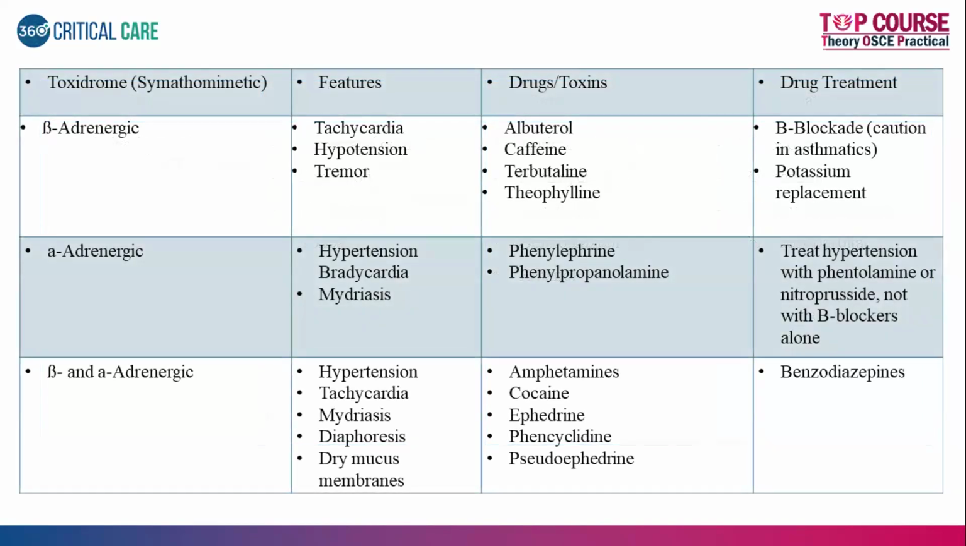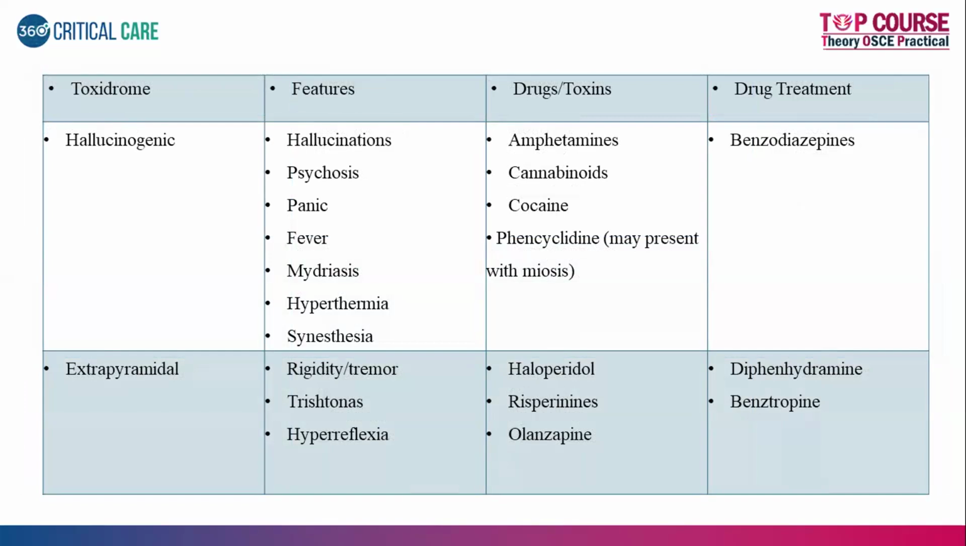Similarly, you have your sympathomimetics, where you have your beta adrenergics, alpha adrenergics, and a combination of beta and alpha adrenergics. When you have time, you can just go through it. The other toxidromes include hallucinogenics like amphetamines, cannabinoids, cocaine, and your extrapyramidal toxidromes. Rarely, even haloperidol, risperidone, and olanzapine may lead to rigidity, tremors, hyperreflexia.